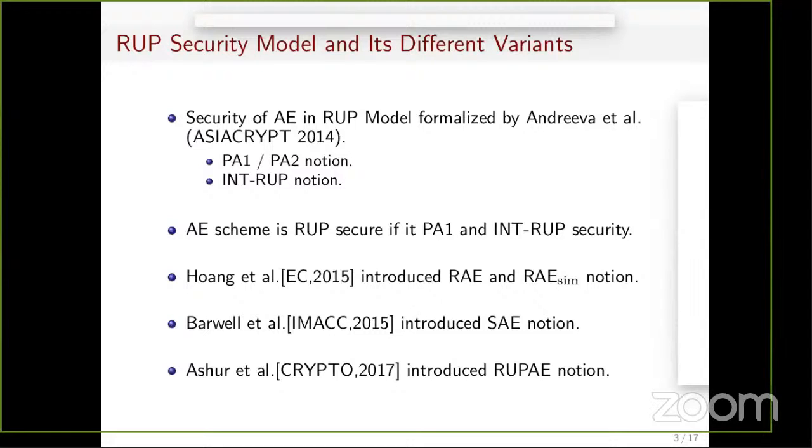Followed by that work, in Eurocrypt 2015, Hoang et al. proposed a robust authenticated encryption scheme. And in Asiacrypt 2015, Barwell et al. proposed a subtle authenticated encryption scheme. In Crypto 2017, Ashur et al. proposed a rough authenticated encryption notion. So these are the variants of the actual RAP model.